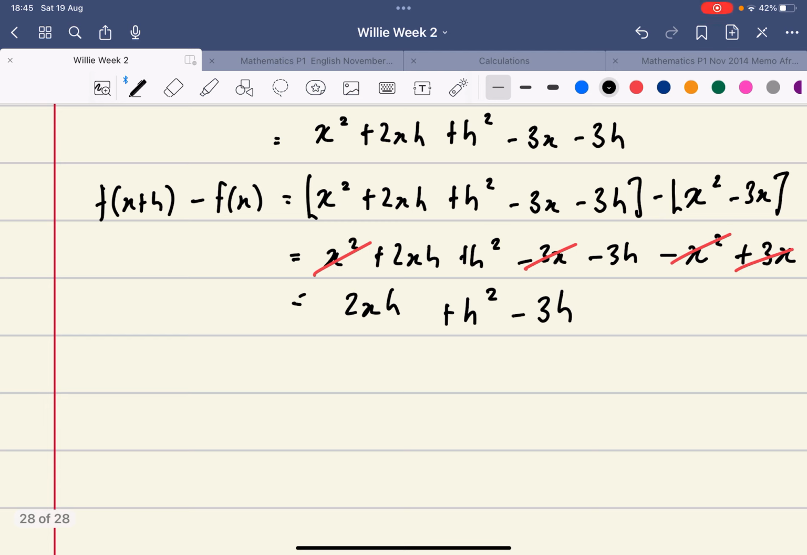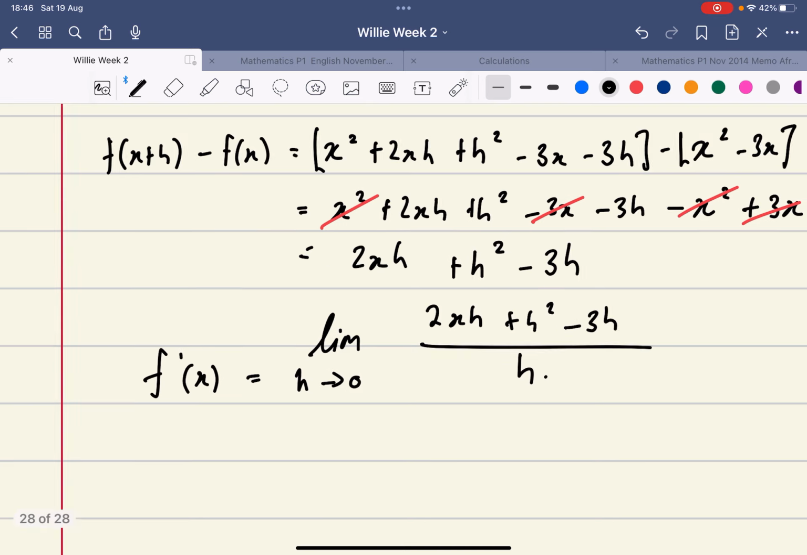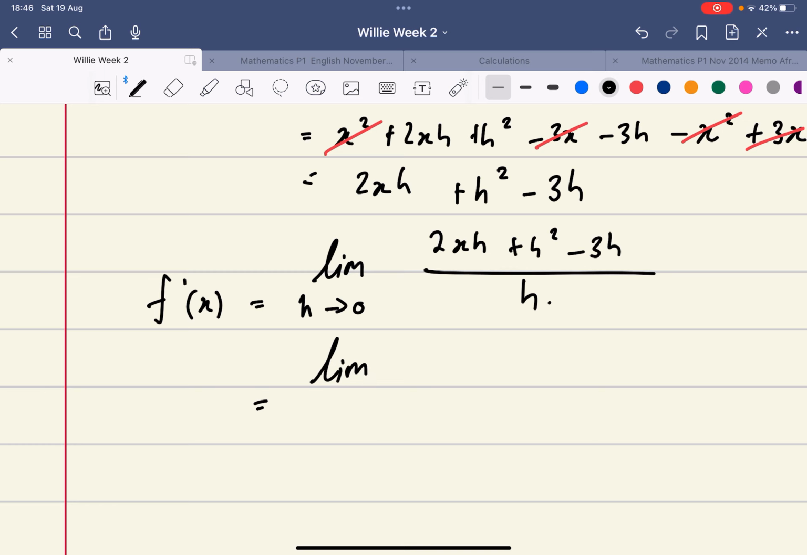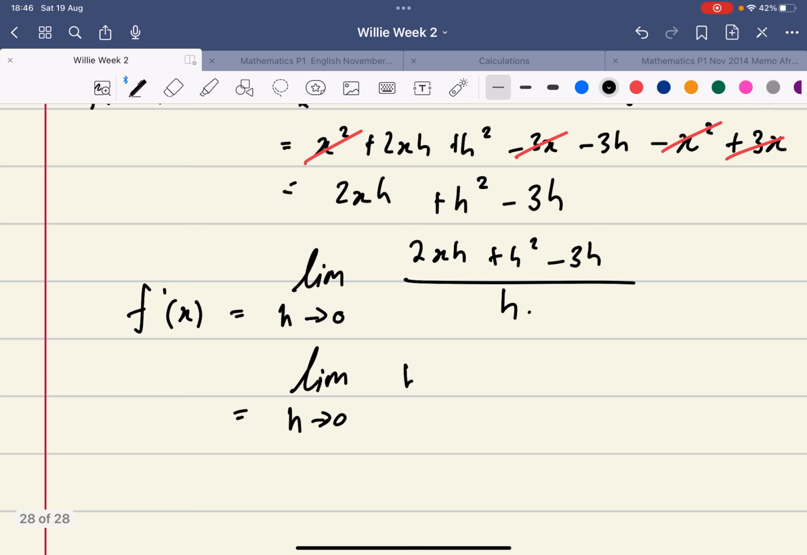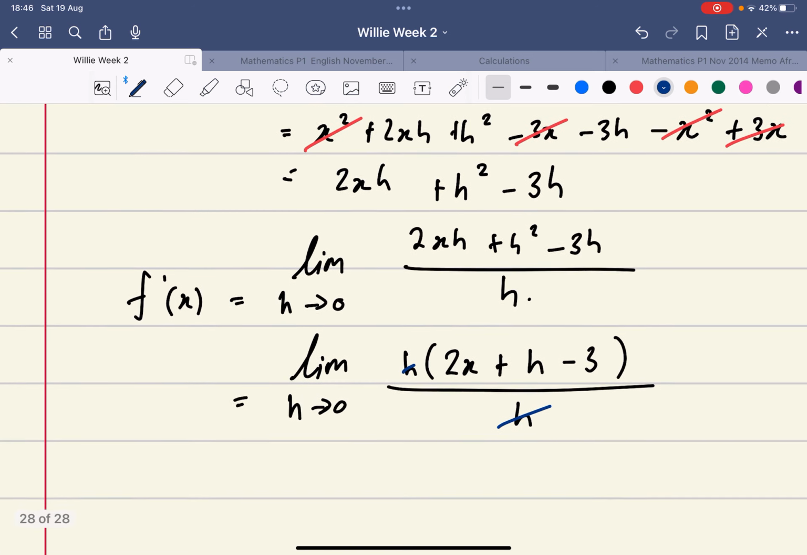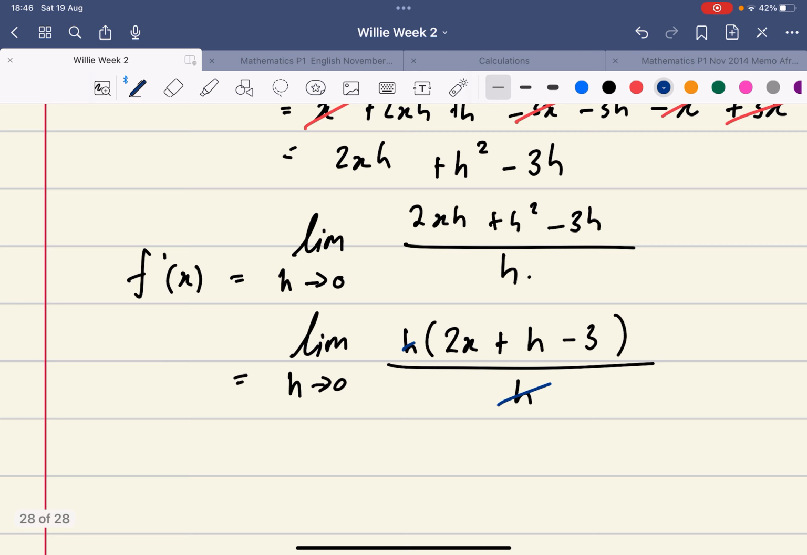Okay, so then f prime of x is equal to the limit as h tends to 0 of 2xh plus h squared minus 3h over h, which is equal to, remember it's important to carry the limit when you're doing this, so then we can take out a common h, so we'll get h times (2x plus h minus 3), and we'll have an h on the bottom, and the h's will cancel. Okay, so yeah, we can cancel that because that h is not 0, it's approaching 0.